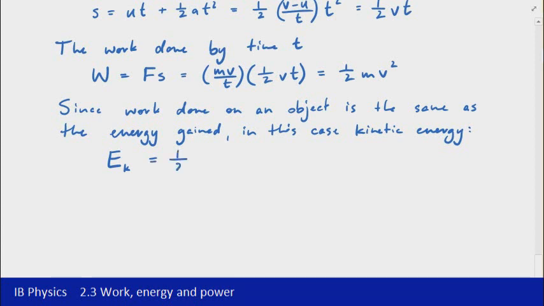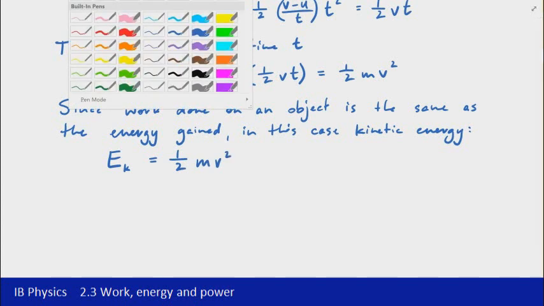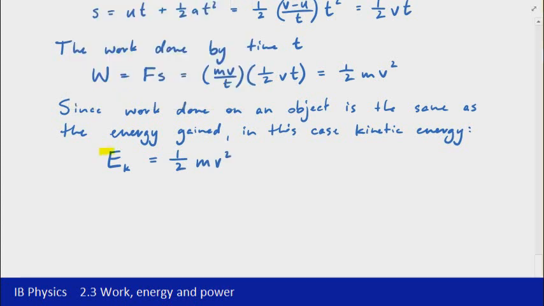So kinetic energy is given by the equation half mv squared. That's a fairly important one in terms of looking at our energy equations. Note that that's moving an object from a velocity of 0 up to a velocity v. So once it gets to that speed v, if we remove the force, then the amount of work that we've done will be equal to the kinetic energy that the object now has.